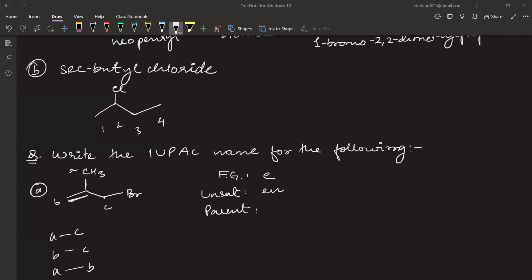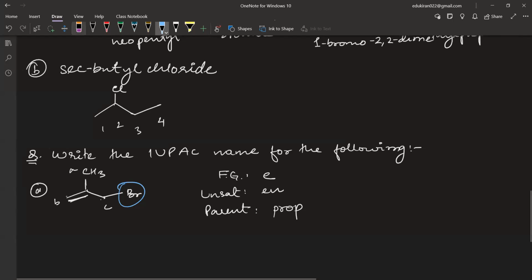तीन ही कार्बन है, राइट? B to C. हाँ, B to C, because B is containing the double bond, right? So B to C, how many carbons? 1, 2, 3 carbons. Okay, so the parent will be prop. समझ में आया? Yes, sir. Now, after the identification of functional group, unsaturation and the parent, what remains?